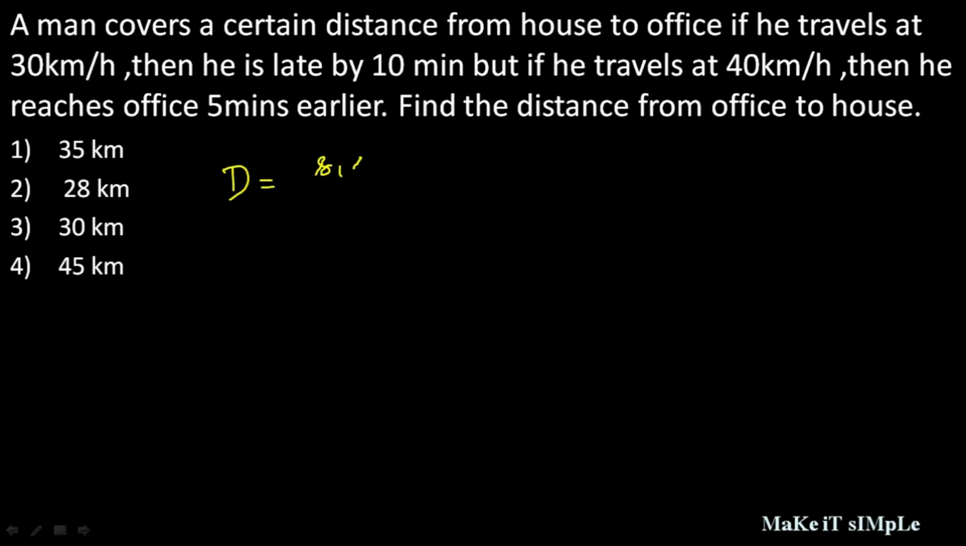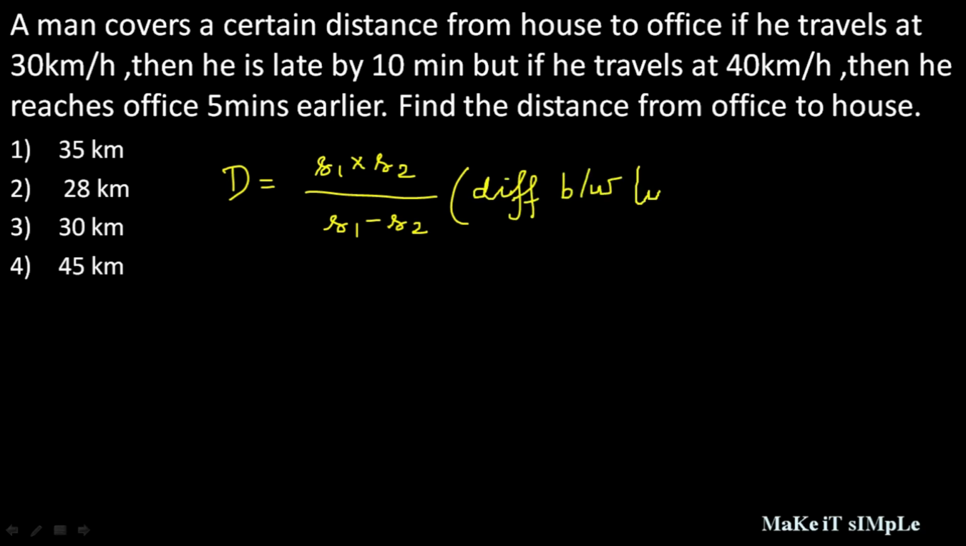D equal to S1 into S2 divided by S1 minus S2, into the difference between the times. Now in the question, what they have given is that the time is late by 10 minutes and early by 5 minutes.